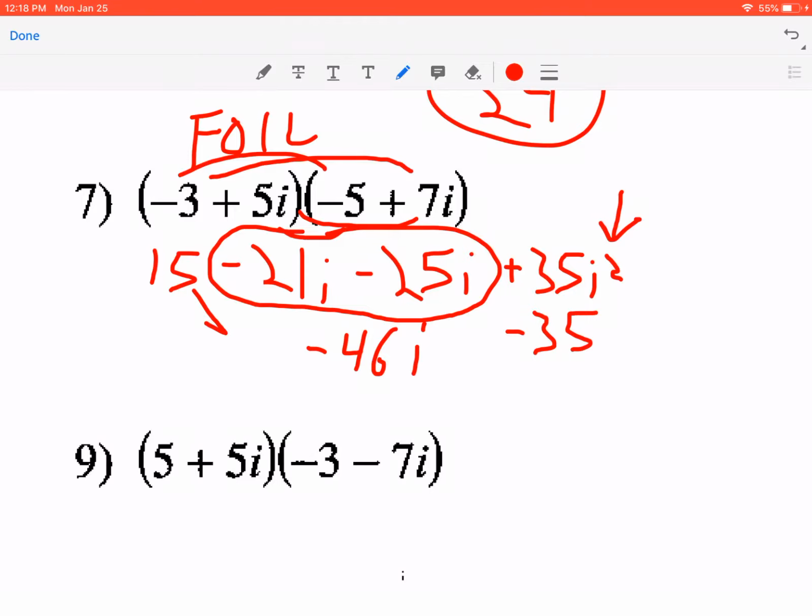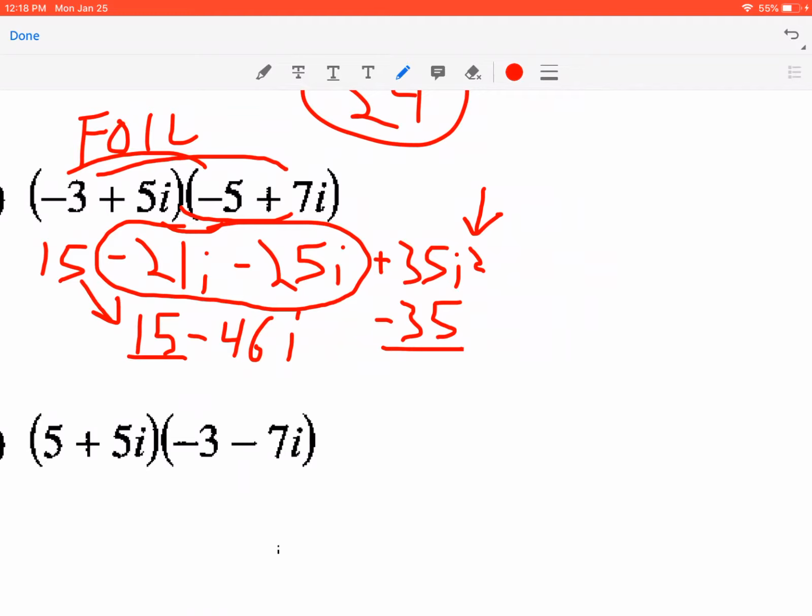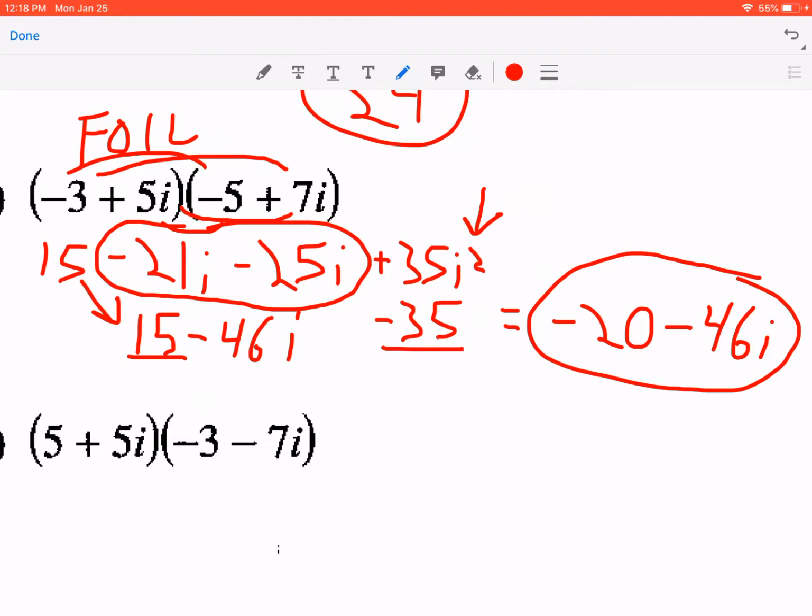Don't forget the 15. So it looks to me like we have a 15 and a negative 35. Those are the real numbers. So what's 15 minus 35? A positive 15 and a negative 35? Wouldn't that give you a negative 20 minus 46i? That's the best you can do. Real with real, imaginary with imaginary.